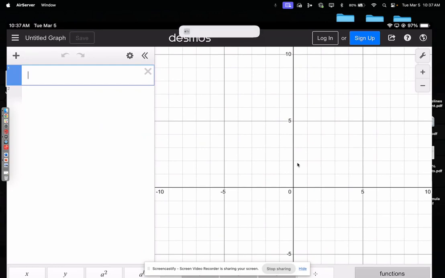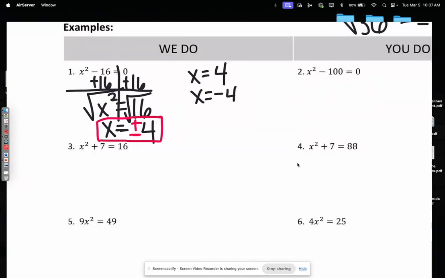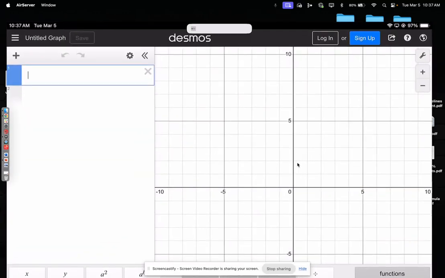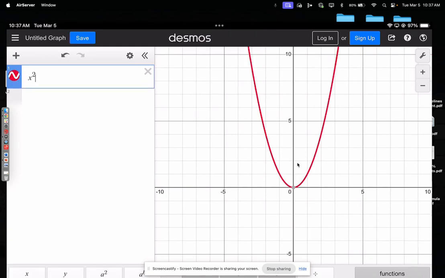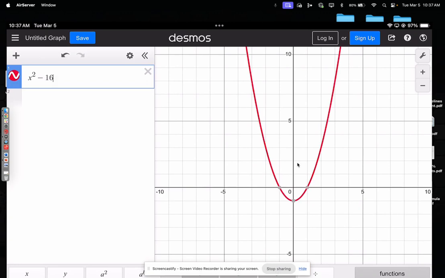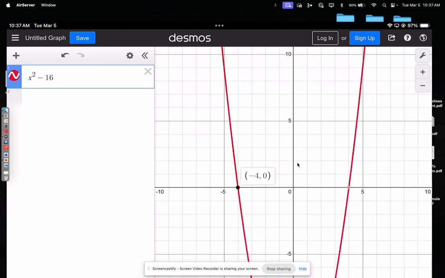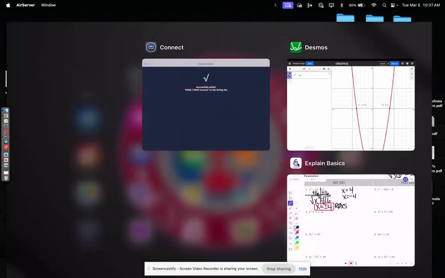What this is telling us is that these are our roots, our zeros, our x-intercepts, our solutions. That's the purpose in doing this. So if we graph x squared minus 16, we can see in fact that the roots are negative 4 and positive 4. That's what that is telling us.